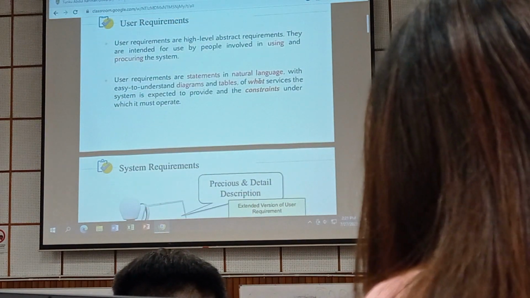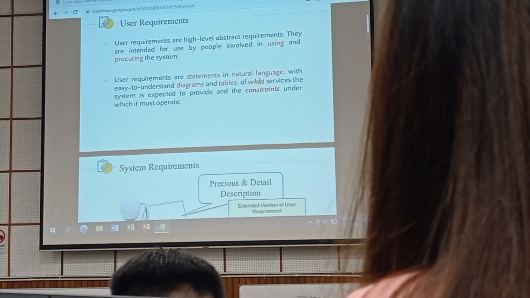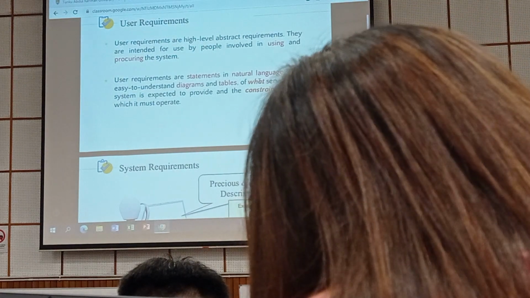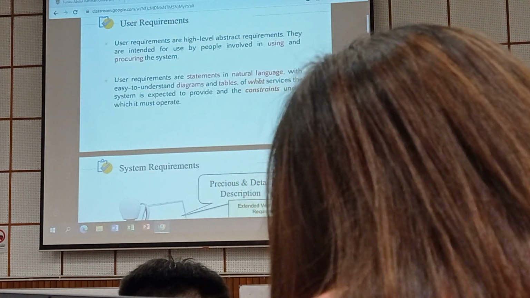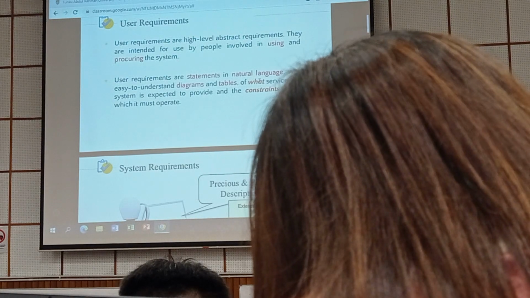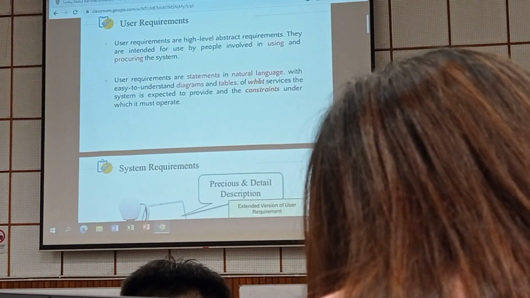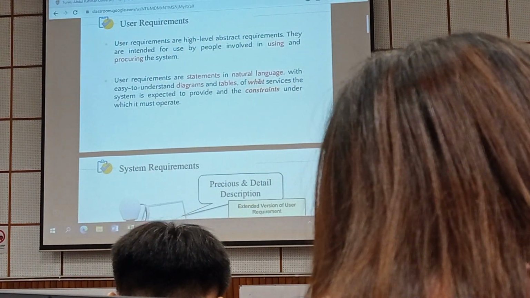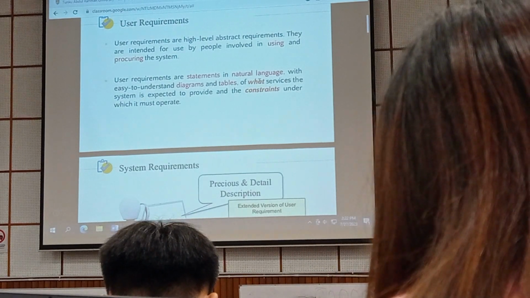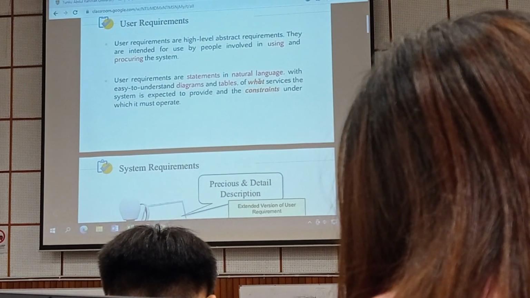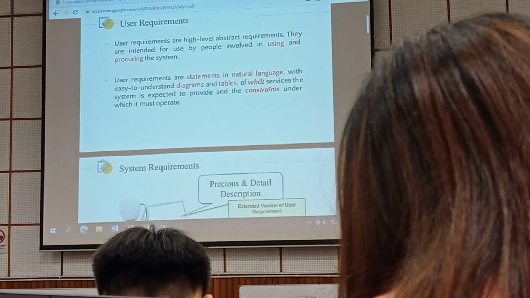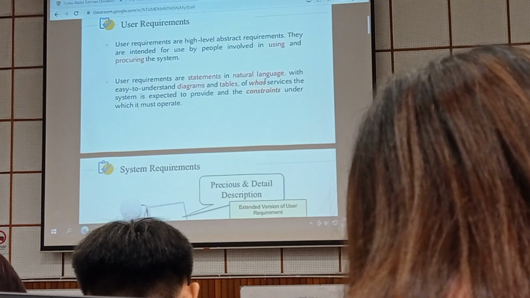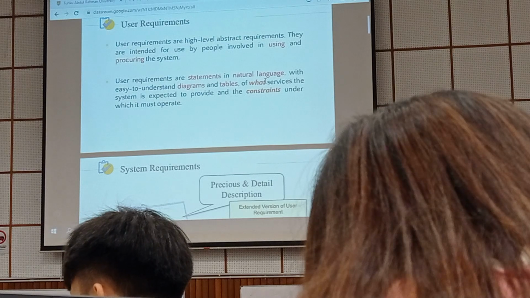As I told you, the statement that you are getting from the user is in natural language, not other symbols or anything. So it's easy to understand. There are some alternatives that we can use, which is a diagram, or a table. Those are alternatives that we can use in order to identify and draft what they actually need.